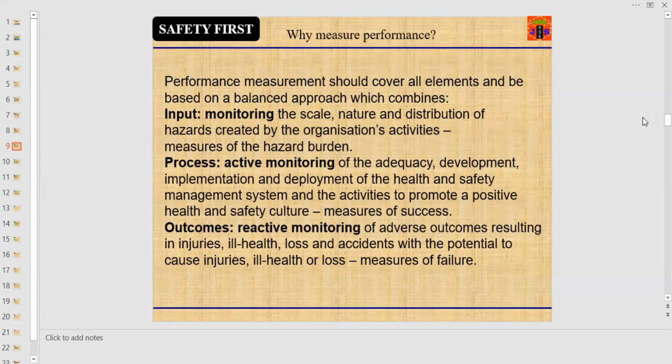In the outcomes, reactive monitoring of adverse outcomes resulting in injuries, ill health, loss, and accidents with the potential to cause injuries, ill health, or loss, measures of failure. This all is possible only because of monitoring. Either it's active monitoring or it is reactive monitoring.